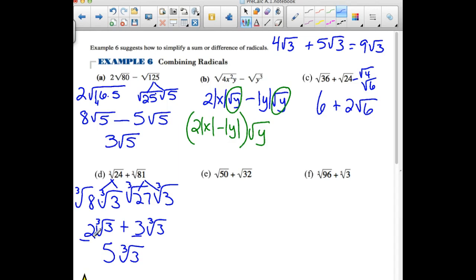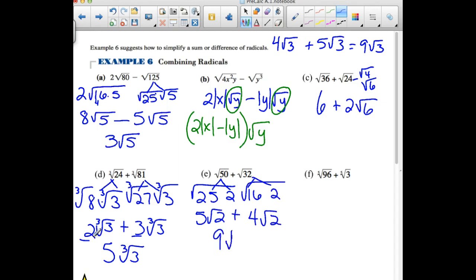Part E, we want to simplify the square root of 50. Think of it as 25 times 2. Gives us 5 roots 2. For 32, we can think of that as 16 times 2, which would be 4 square roots of 2. Adding together, you should get 9 square roots of 2.